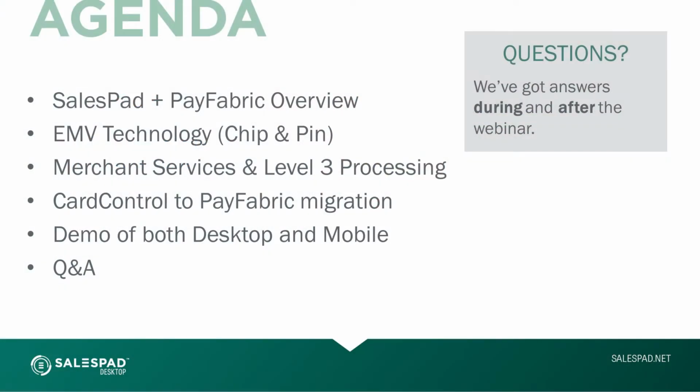So first things we're going to look at is just SalesPad and PayFabric overview. Just what is PayFabric, what does it do within SalesPad? EMV technology, or chip and pin. Chip and signature is a couple of different names that are used when referring to EMV. Merchant services and level 3 processing. Card control to PayFabric migration. And then we're going to do a demo of both SalesPad desktop for GP and then SalesPad mobile, and processing payments within both of those. And then we'll have time for Q&A at the end.